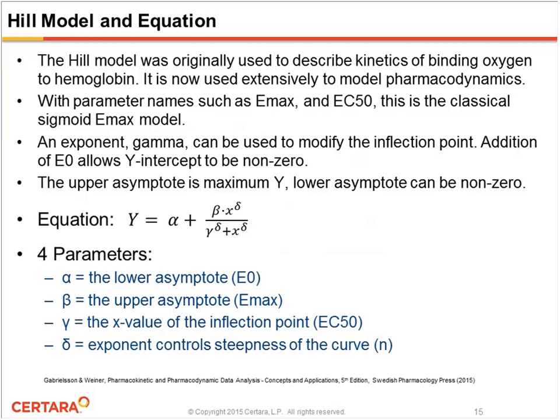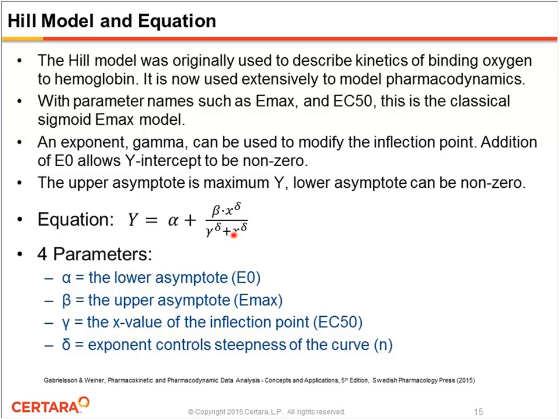And then the last model we will look at today is the Hill model. The Hill model was originally used to describe kinetics of binding oxygen to hemoglobin. It's now used extensively to model pharmacodynamics. When it's parameterized in terms of Emax, EC50, E0, and so on, this is the classical sigmoid Emax model. In the sigmoidal form, an exponent gamma can be used to modify the inflection point. And you can also use E0 to allow the y-intercept or lower asymptote to be non-zero.